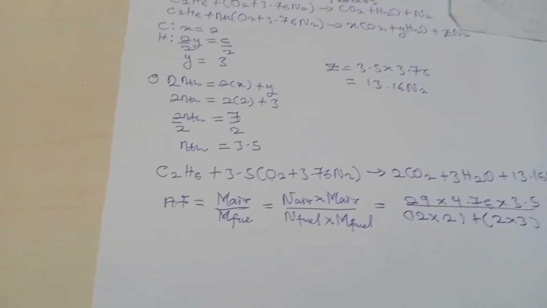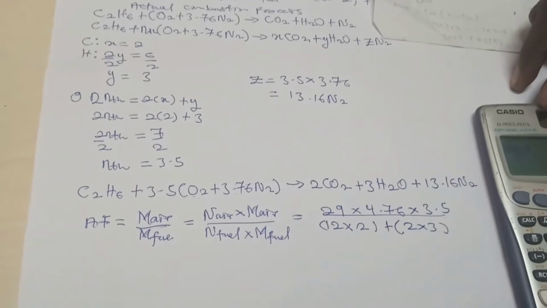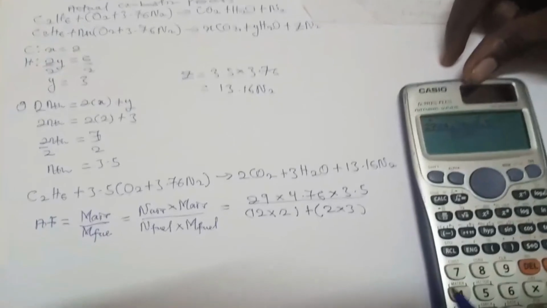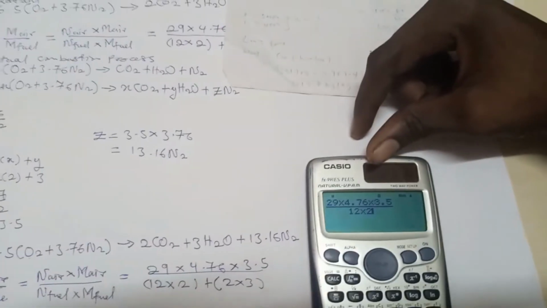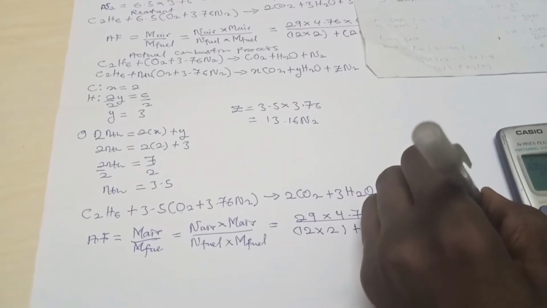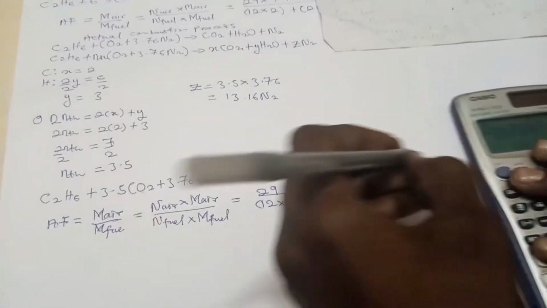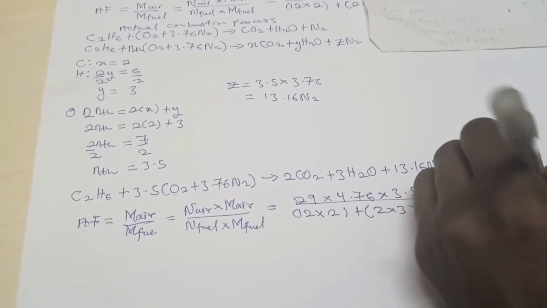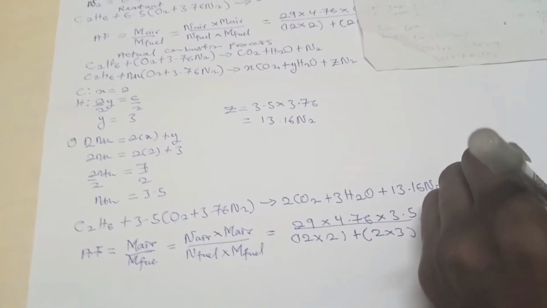Now we put it in the calculator and see what we're going to have. 29 times 4.76 times 3.5, all over 12 times 2 plus 2 times 3, equals 16.105 kilogram of air over kilogram of fuel.